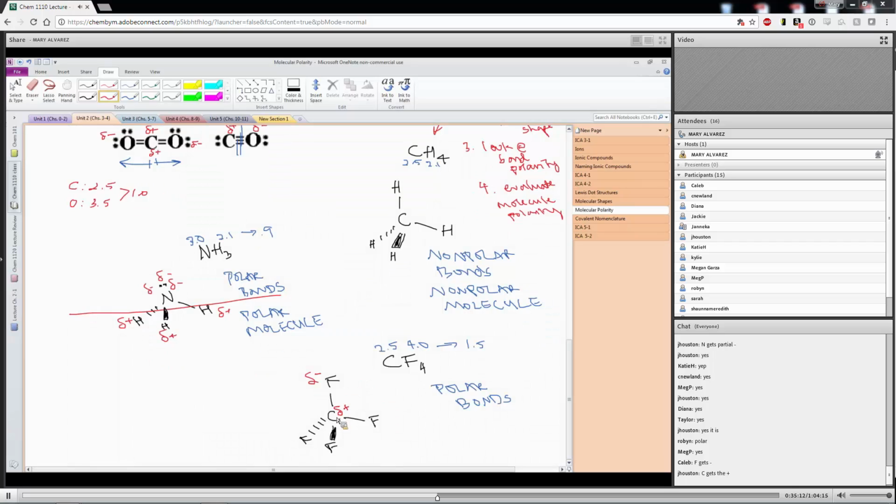And then we'll evaluate this bond and we'll say partial minus on this fluorine, partial positive on the carbon. And then we can evaluate this bond. Note we do each bond independently. We get a partial negative on this fluorine, and a partial positive on the carbon. And finally, we'll do this bond, partial negative on the fluorine, partial positive on the carbon. Is this a polar molecule?